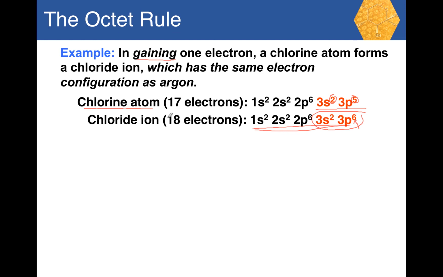So let's do some terminology here. A chlorine atom on the periodic table is neutral. If it gains one electron, which is negative, it becomes Cl negative, or an anion, and the name of that is the chloride ion or the chloride anion.